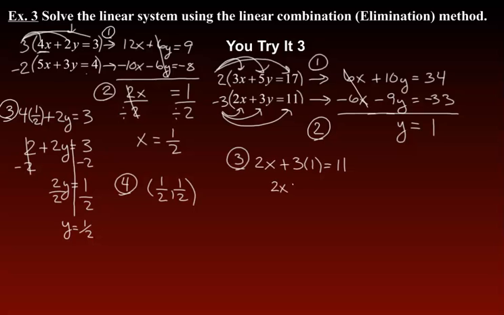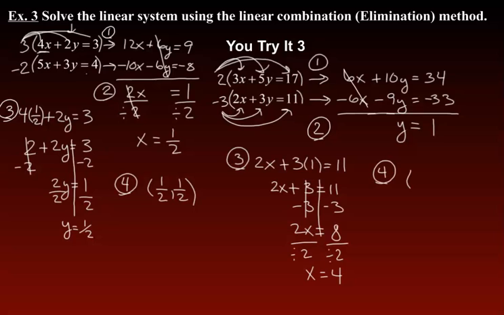So we get 2x plus 3 equals 11. I'm going to subtract 3 from both sides so that the 3's cancel. I get 2x equals 8. Then we have to divide by 2. And so x is equal to 4. And the last thing, step 4, is to write our ordered pair, 4, 1. And with that, your notes are done, and you have some more practice to do.